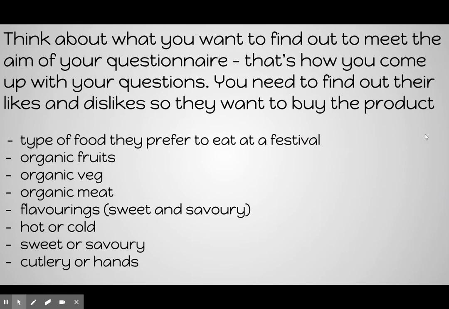So the first thing we would want to think about is what you can find out to meet the aim of our questionnaire, and that is how you come up with questions. So you need to find out about their likes and dislikes so that they want to buy the products, and here are some example questions that you would have. Now remember, a questionnaire has to have options that they can choose from. You can't ask open-ended questions like what is your favourite organic fruit to buy, and they would type in something.